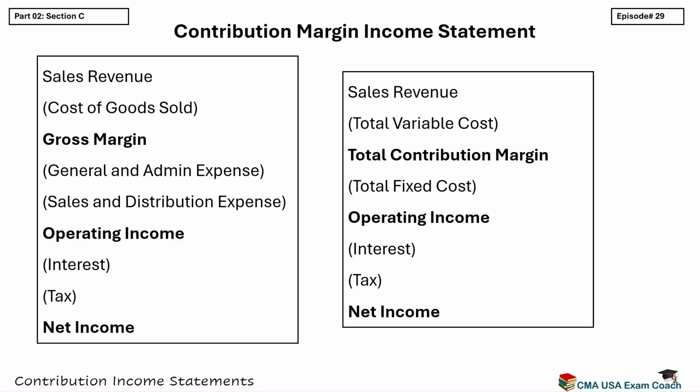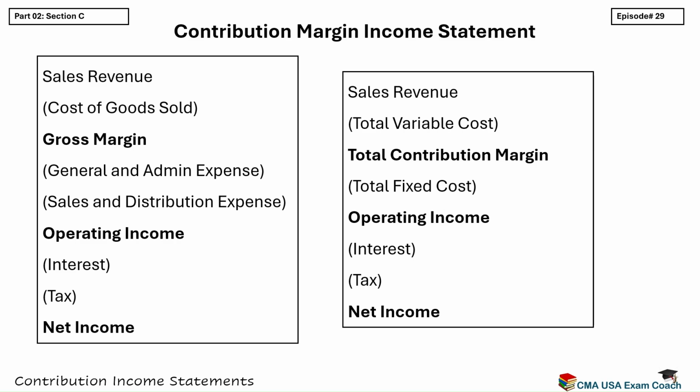Fixed costs, on the other hand, remain constant regardless of the sales volume within a relevant range. Examples are rent, salaries of permanent staff, insurance, and fixed overhead expenses. In the contribution margin income statement, we start with sales revenue as usual. From sales, we subtract only the variable costs. This gives us the contribution margin.